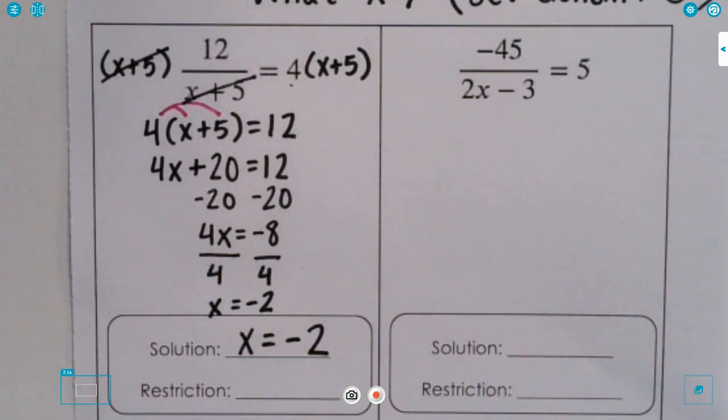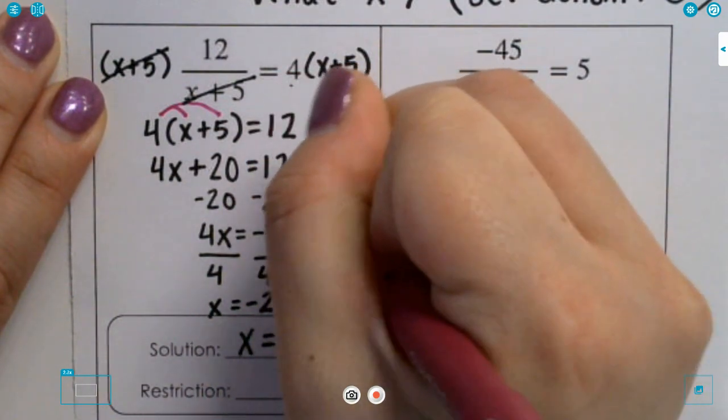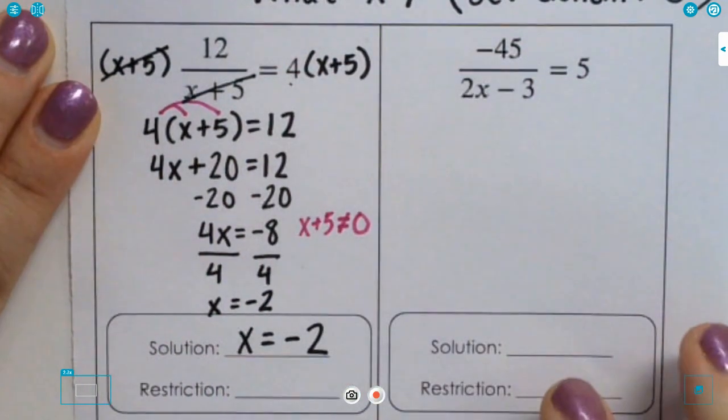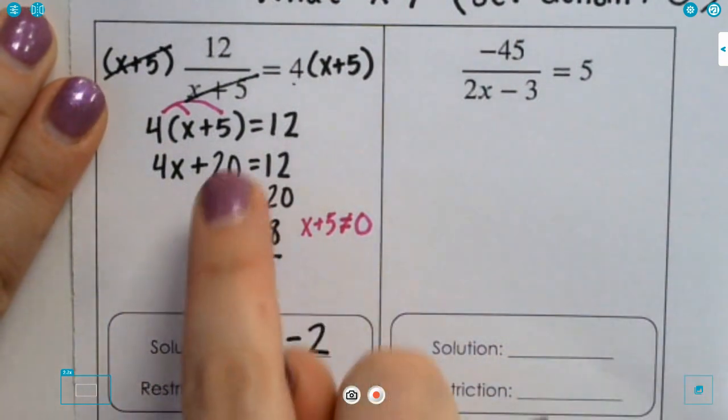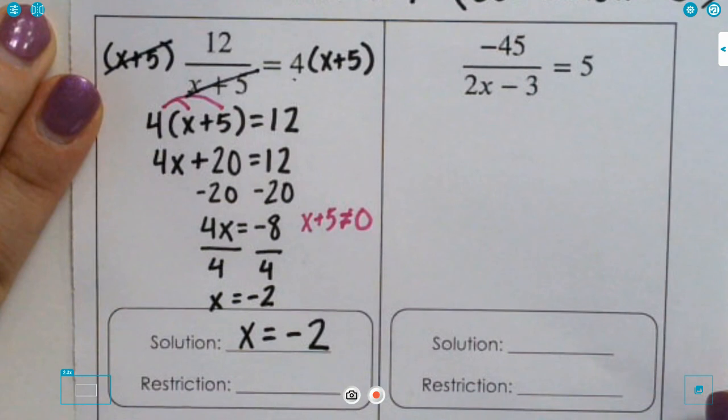Okay, so then we are also going to solve to find the restriction of our equation. So for our equation, we know that we cannot have a 0 in the denominator. So anytime we have an x in the denominator, we have to take that denominator, set it not equal to 0, and solve. So we've got x plus 5 cannot equal 0. So I take what's in the bottom of my fraction, that x plus 5, set it not equal to 0, and then solve.